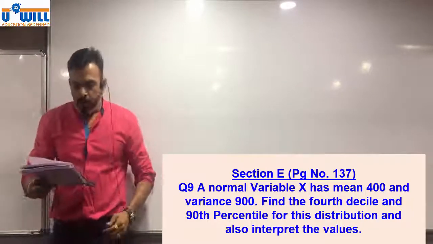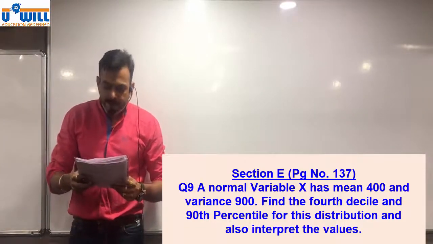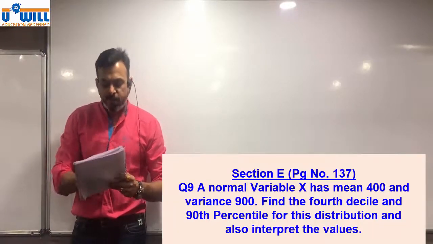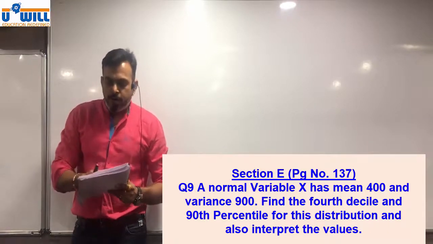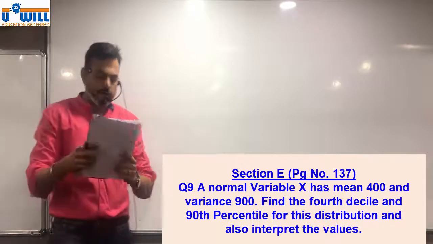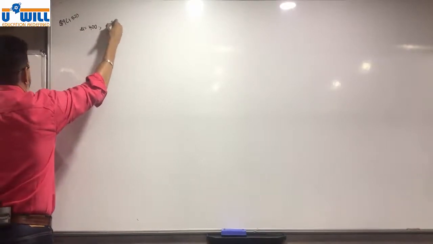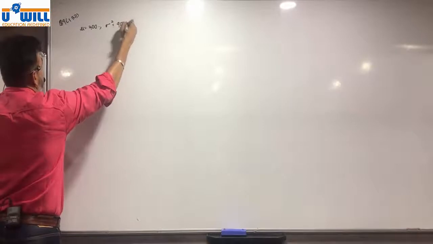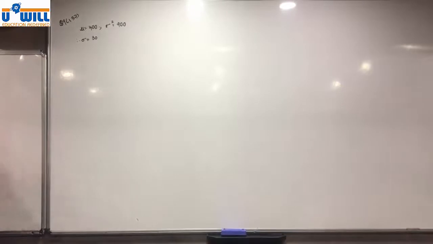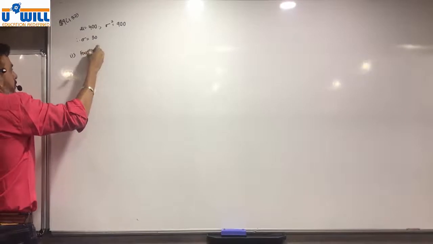Question 9. A normal variable x has mean 400 and variance 900. Find the fourth decile and 90th percentile for this distribution and also interpret the values. Now first, let's write what is given. Mean is equal to 400. Variance sigma square is equal to 900. Therefore, sigma is equal to 30. First, we will find the fourth decile.